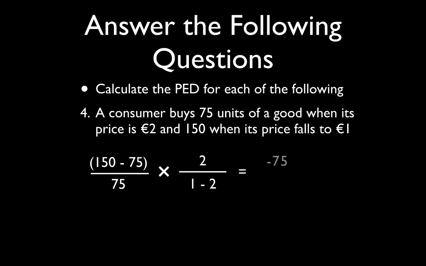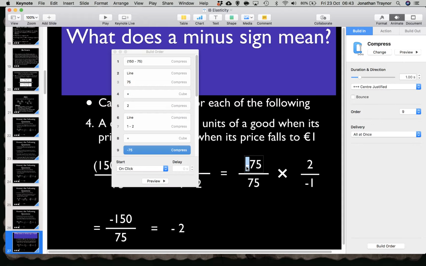Okay, well, I think we get 75. Sorry, that should be 75, I believe. Now I want to make sure that I'm right here. A consumer buys 75 units of a good when its price is 2. Okay, so it's Q2. Yeah, that should be 75. Forgive me, I'm going to change that right now.